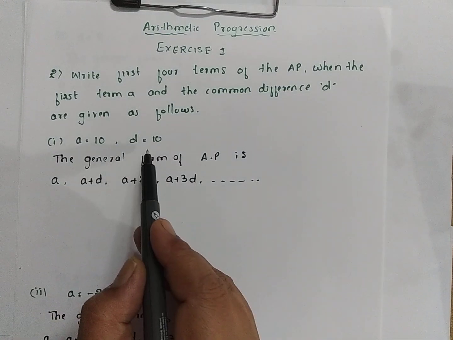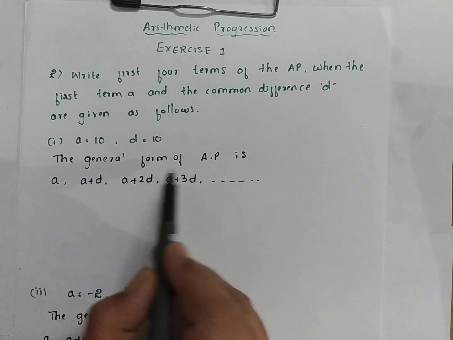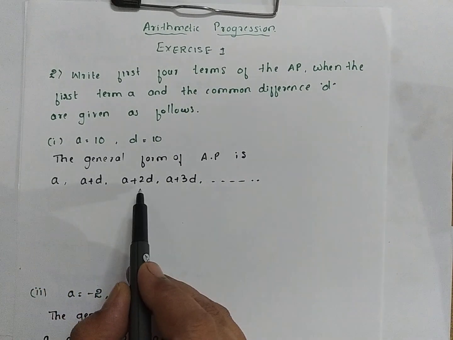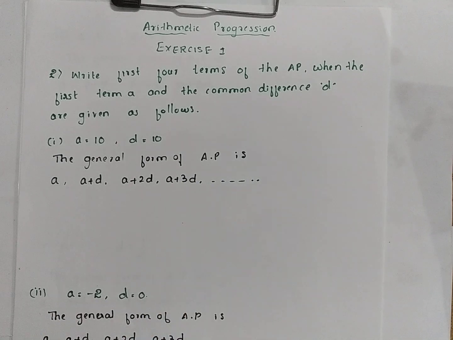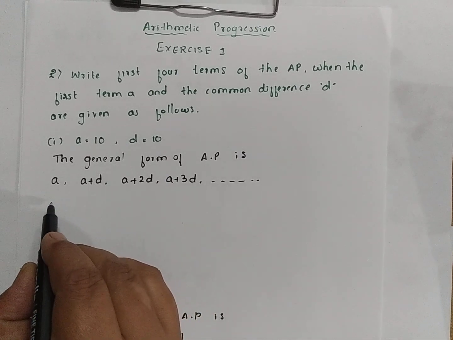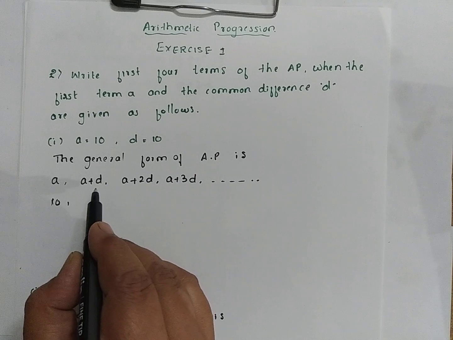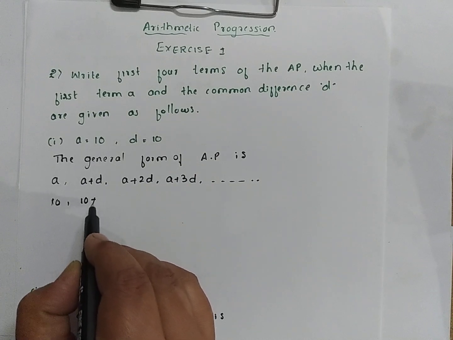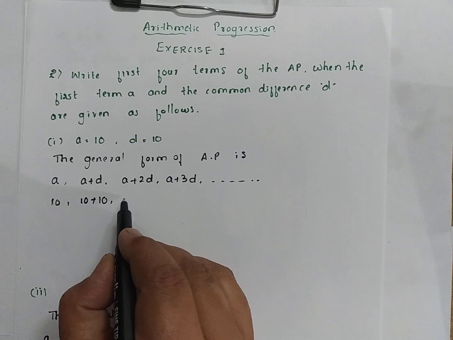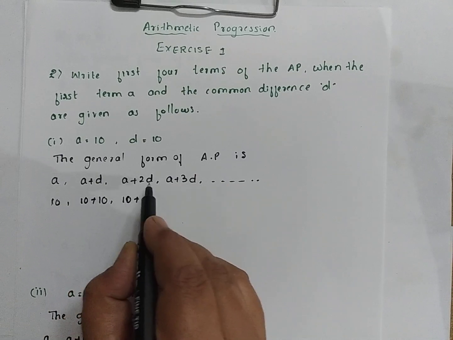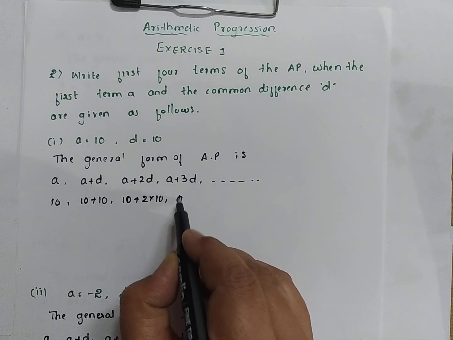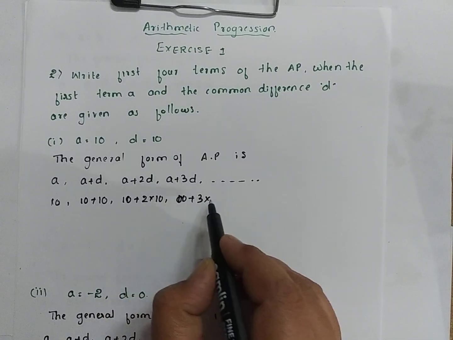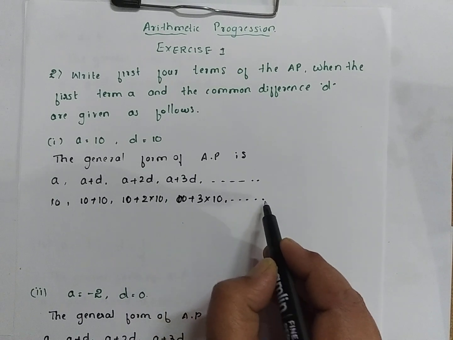So when A and D are given, we have to use the general form of AP, that is A, A plus D, A plus 2D and A plus 3D. In the previous video I explained how to write the general form of AP. So what is A? A is 10 and D is 10. Then A plus D, and the second term is 10 plus 2 into 10, and the fourth term is A is again 10 plus 3 into D is 10. So these are the terms.